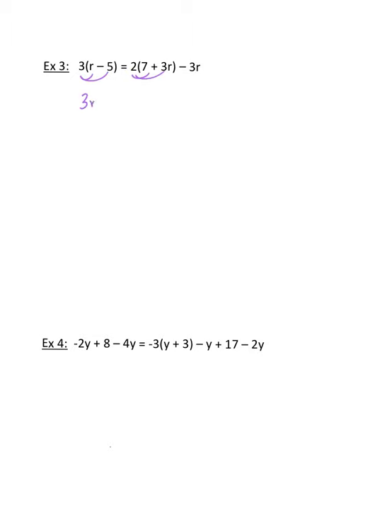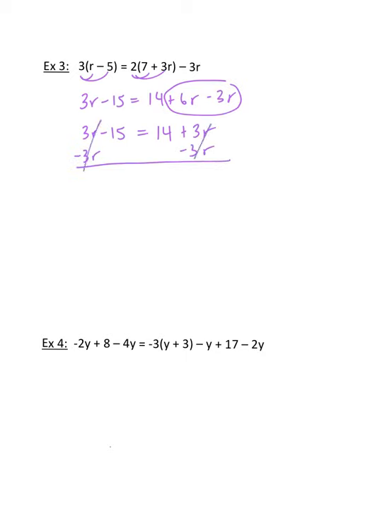So I have 3r minus 15 equals 14 plus 6r minus 3r. We're going to combine like terms on the right side. So I'm bringing these down. 3r minus 15 equals 14 plus 3r. If I tried to get my r's together, I would subtract 3r on both sides. And you'll notice that your variables all cancel out.